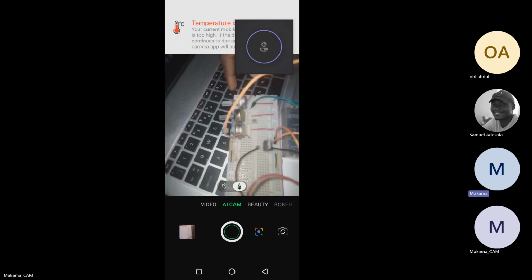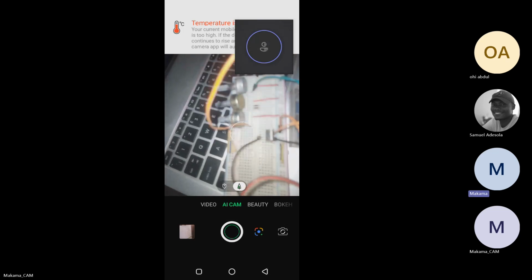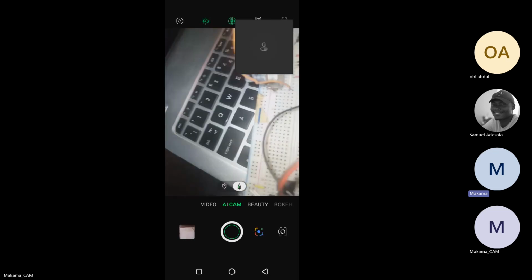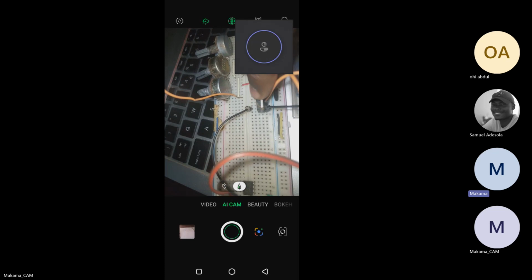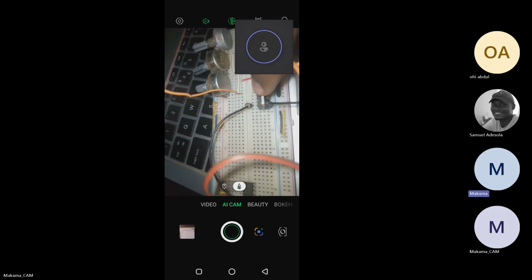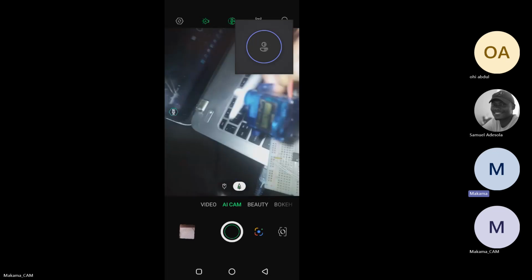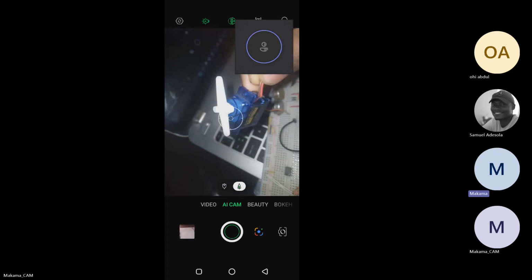You can see three potentiometers here. So I'm using this potentiometer. Please don't be confused. This is my MOSFET here, the IRF 3205. This is the motor I will be using. So you see my motor here.